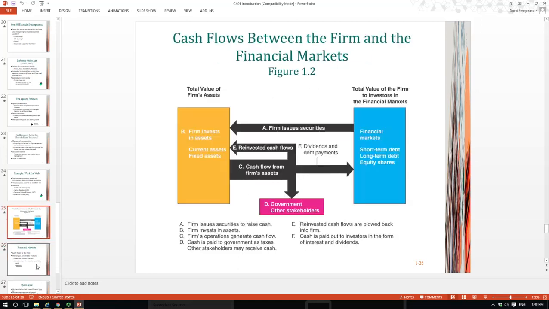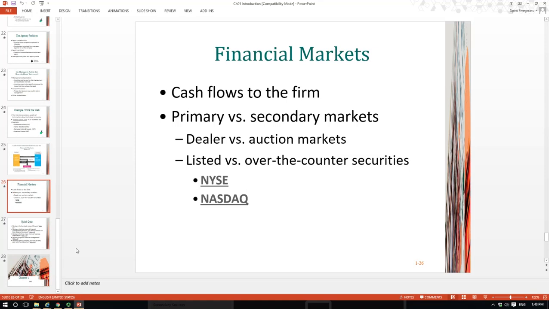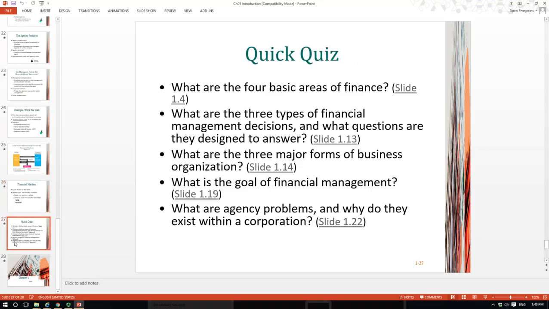And here is more information associated with cash flows and financial markets, but we will learn a lot more details about those things in later chapters. So before we conclude this short chapter, the Introduction of Financial Management, let's take a look at some quick quiz questions. Make sure you know the answers before you go practice those homework questions.